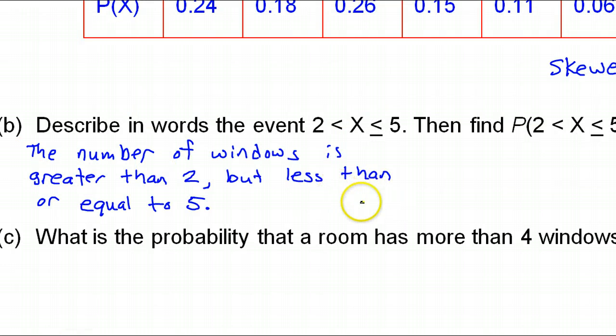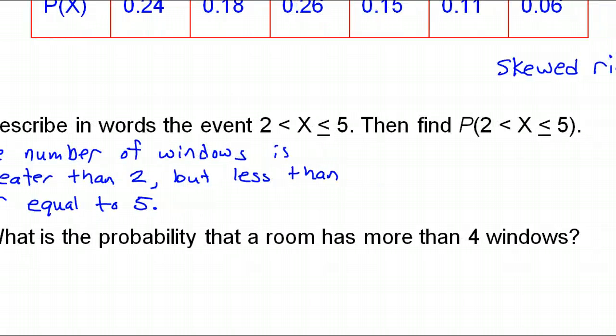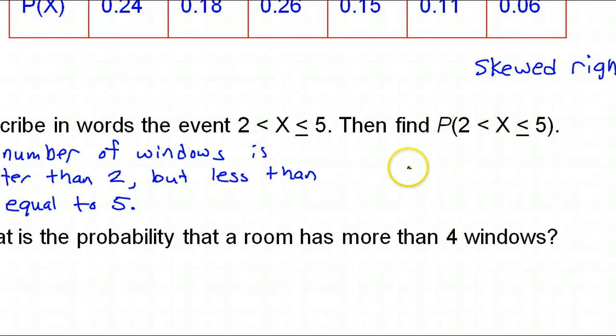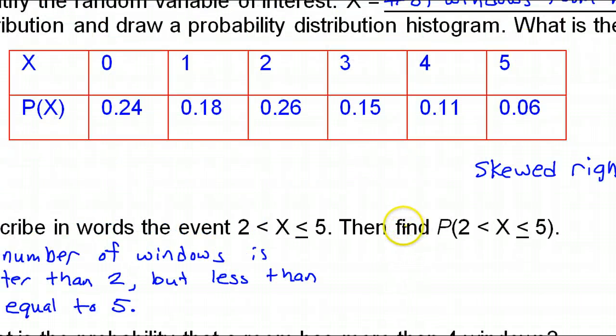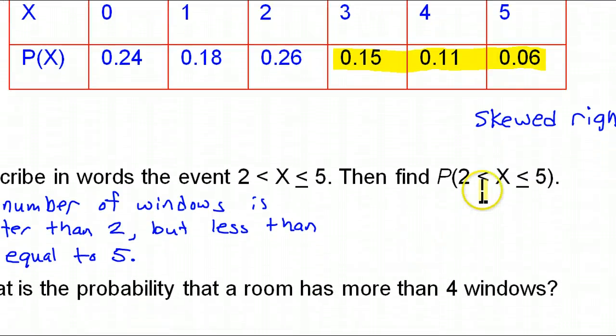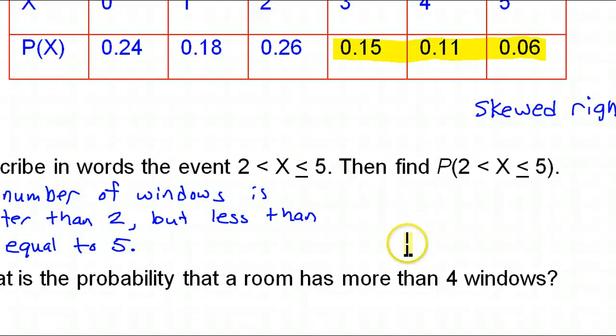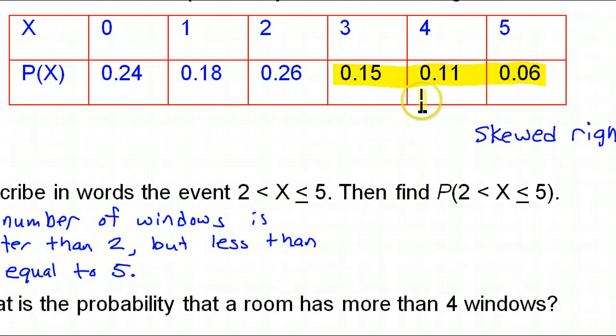Now if I want to find the probability that the number of windows is greater than 2 but less than or equal to 5, I have but to highlight them and add. So greater than 2, not equal to 2. Notice there's no equal to sign here. So greater than 2 would put us in this area, that means 3 or 4, but less than or equal to 5, so it could be 5. So really, it's either going to be 3, 4, or 5 windows that fits this description. So the probability that one of those three things is going to happen is the sum of those three probabilities.